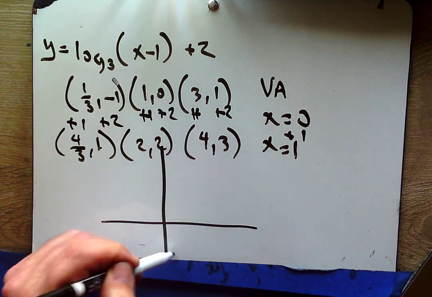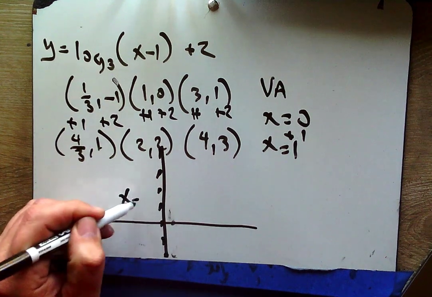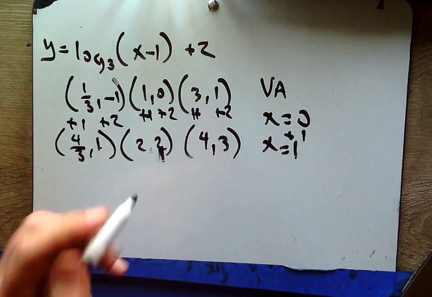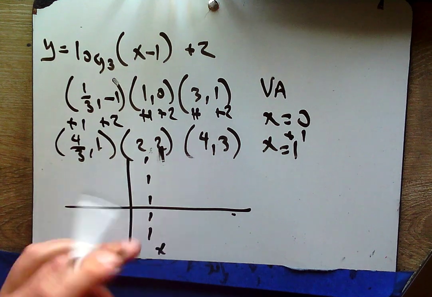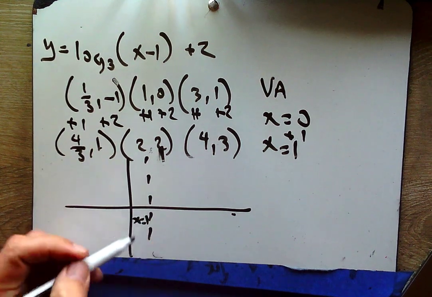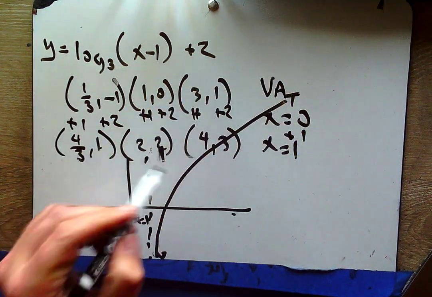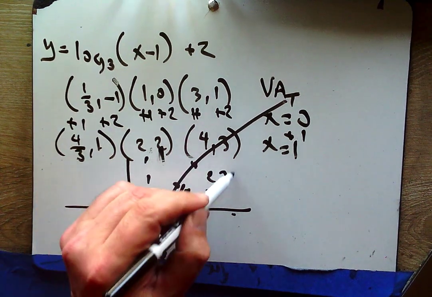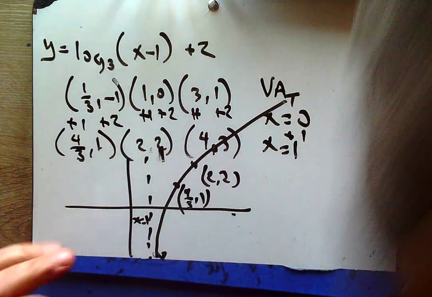So here's my graph. Why is it there? It should be here. Okay, let's try again. X equals 1 for the vertical asymptote. Characteristic shape, 4/3, 1; 2, 2; and 4, 3. Okie doke. All right, how about 1 or 2 more of those?